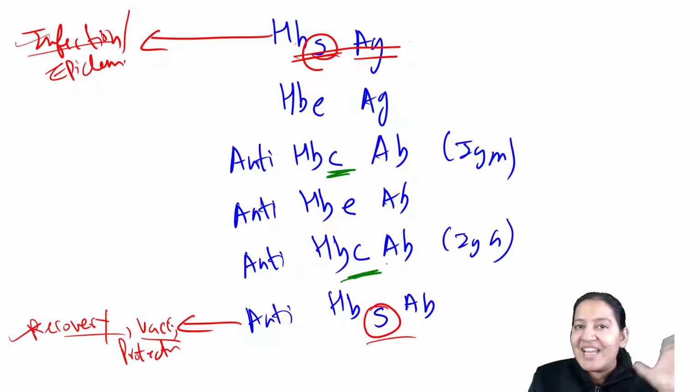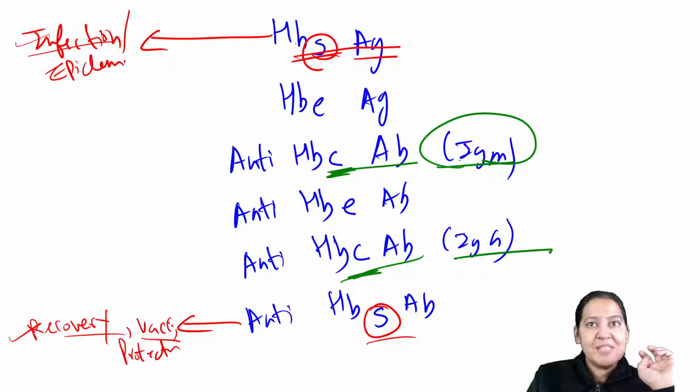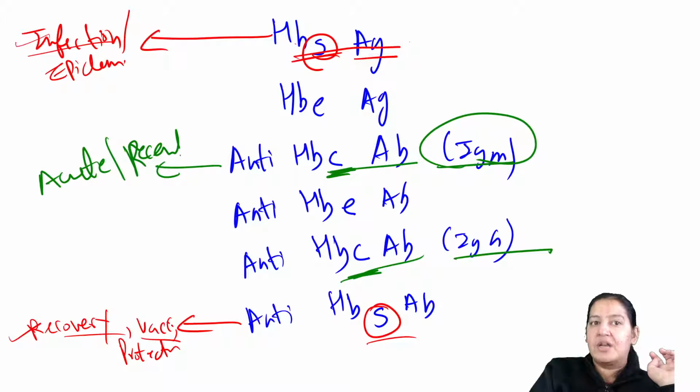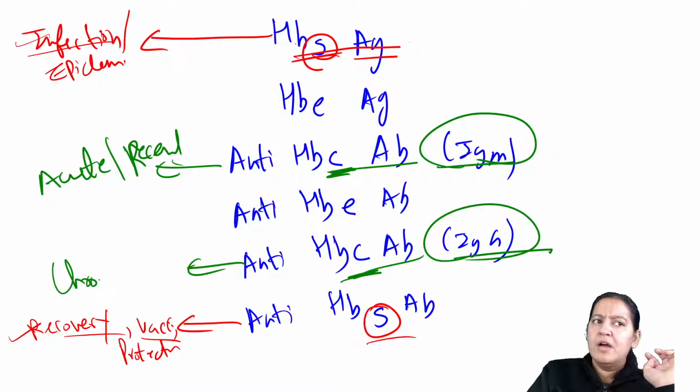Now we don't have antigen for C. We have antibodies for C. One is IgM, one is IgG. If IgM is present, it is acute, acute or recent infection. If IgG is present, it is chronic, chronic or past infection. Everyone give me a thumbs up.